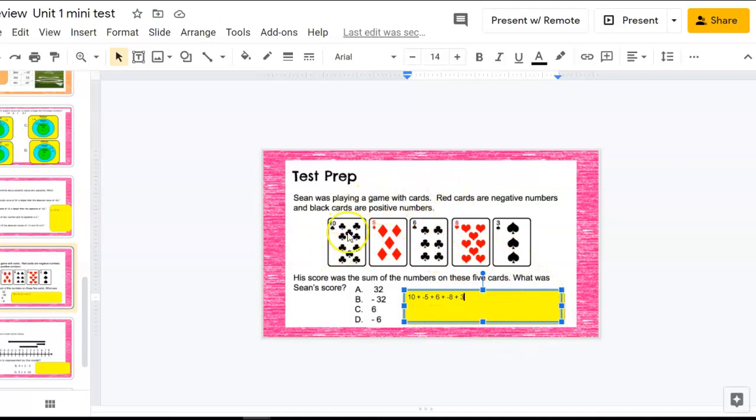Sometimes it helps just to put your positives together. If I do 10 plus 6 is 16, plus 3 is 19. So that's going to be 19 plus negative 5 and 8, which is negative 13. So when I add those together, I am going to get a positive 6.